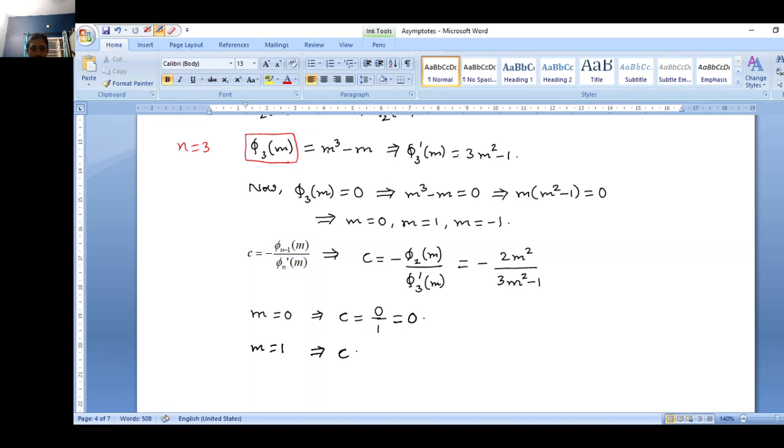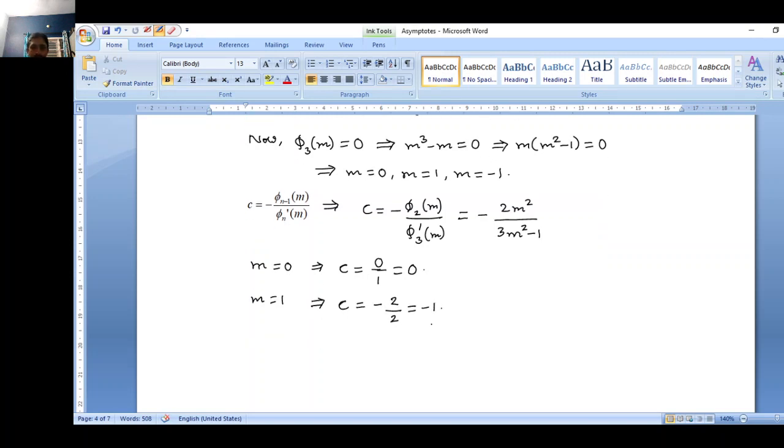Okay, now when you go for m equals 1, which is the next value of m, then we get C to be, what will be C? Now replace every m by 1, so that will give me minus 2. M square is 1, so this will just be 1 divided by, again m square is 1, so 3 minus 1 is 2, and that will give me the value of C as minus 1. So when m is 1, C is minus 1.